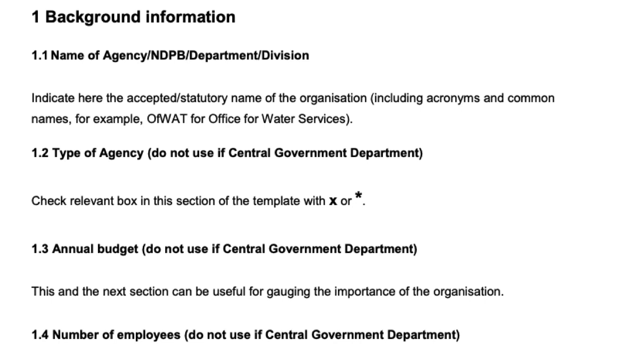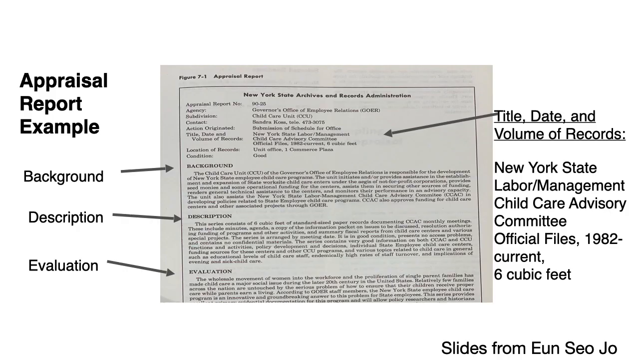So here is an example. First you want to write the background and information. So name of agency creating this data set, type of agency, what's the annual budget, what's the number of employees. Here is an example of what an appraisal report looks like.